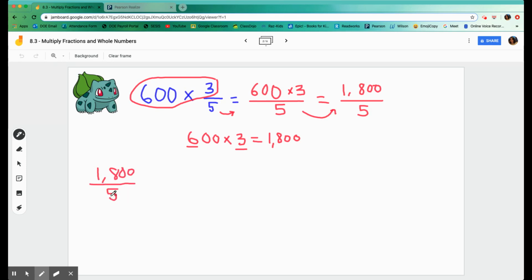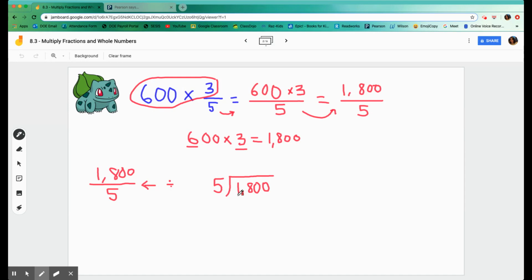Do you notice how, again, this is an improper fraction or a fraction greater than 1 because the numerator is so big? The numerator is so much bigger than the denominator. So what we have to do is, again, we have to divide. So we will divide 1,800 by 5.